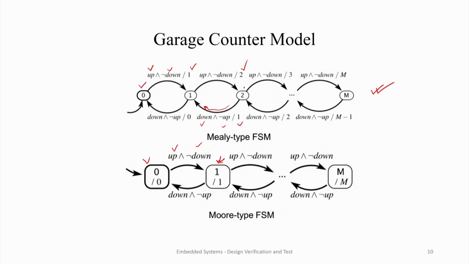Here in the Mealy case the output is associated with a state and a condition. So, if the state is 0 and up is 1 and down is 0, then the output is 1. So, here the output is associated with a state and the inputs. Here in the Moore case the output is associated only with the current state. So, the first one is Mealy and the second one is a Moore type FSM.